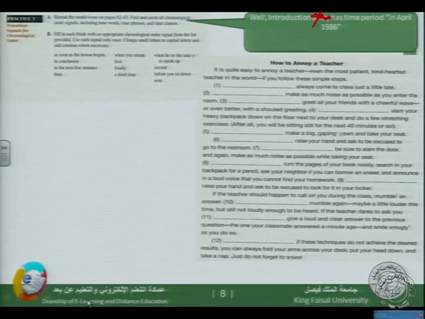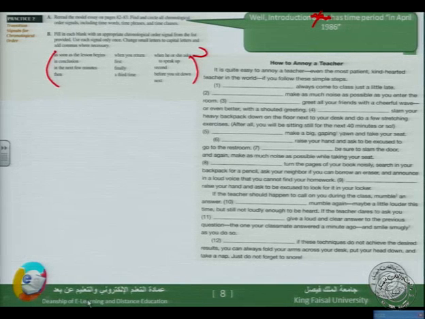Number 2: fill in each blank with appropriate chronological order signals from the list provided. I have shown you the list on the previous slide. You can choose any appropriate chronological signal words and fill in these blanks. So let us read this together. Here it gives you the chronological signal words that you have to use to fill in these blanks.